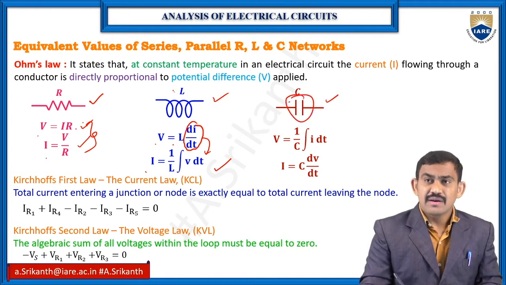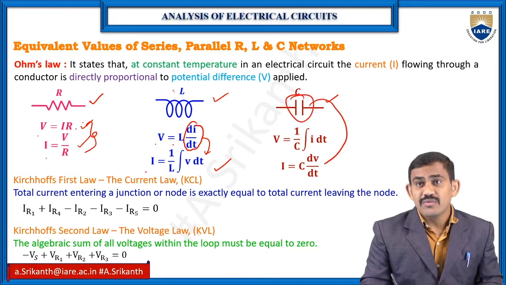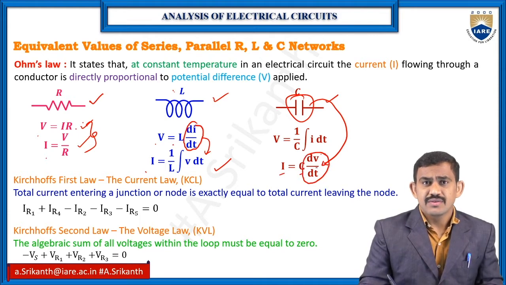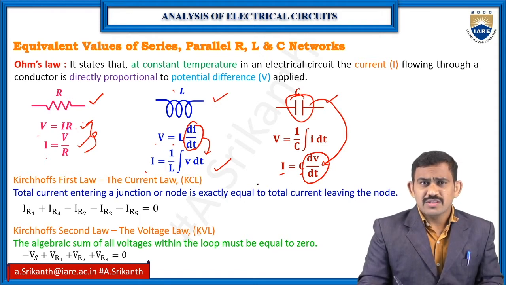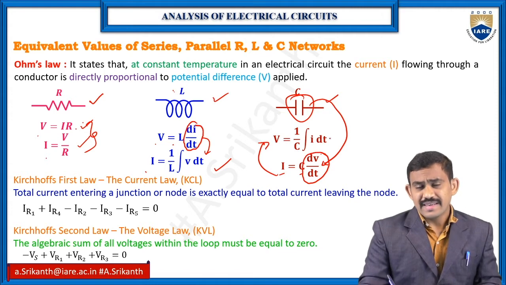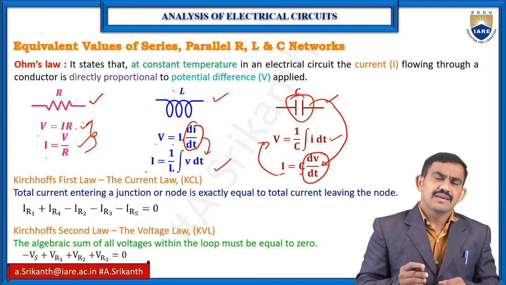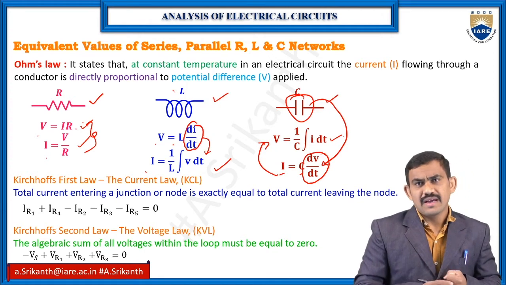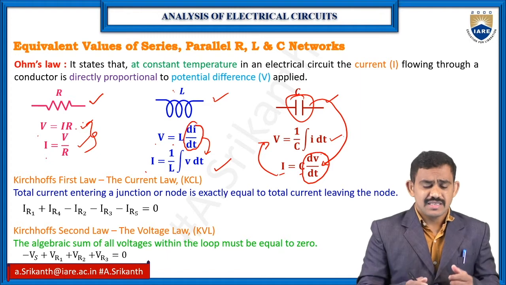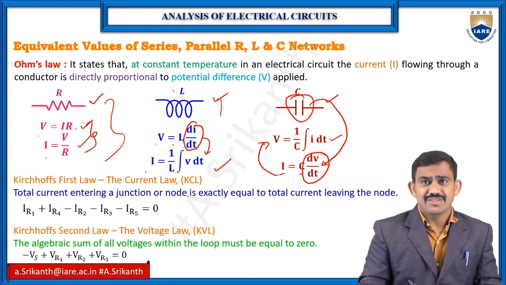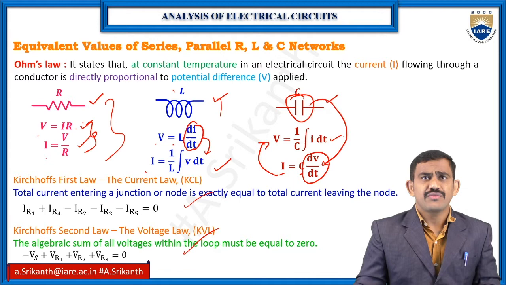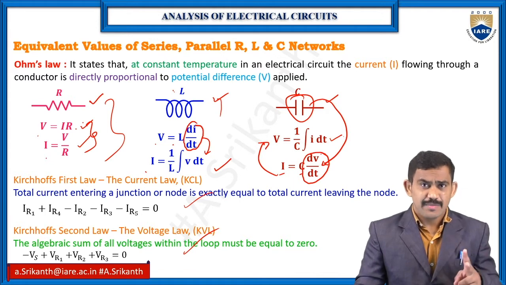And for the capacitor, it stores the energy in the form of voltage. So I equal to C dV by dt. Now apply integral on both sides, we will get V equal to 1 by C integral I dt. So these are the general formulas which you know from Ohm's law. For equivalent resistors, we require these formulas as well as Kirchhoff's formulas. Now we'll check the equivalent resistor, inductor, and capacitor formulas.